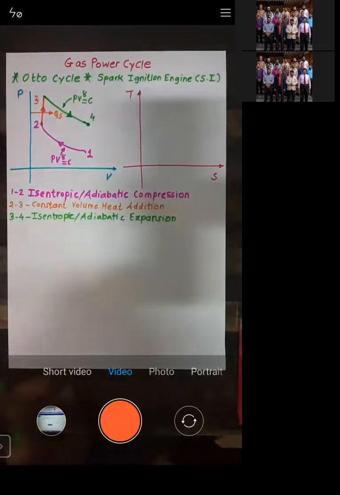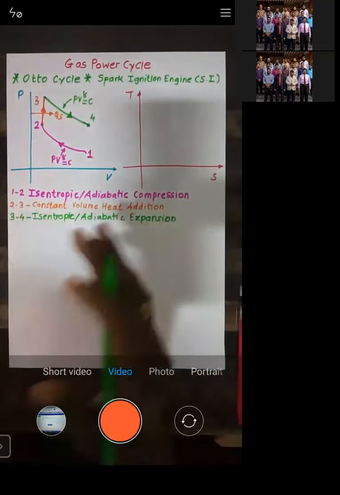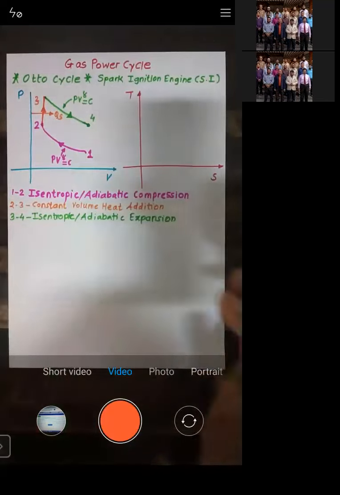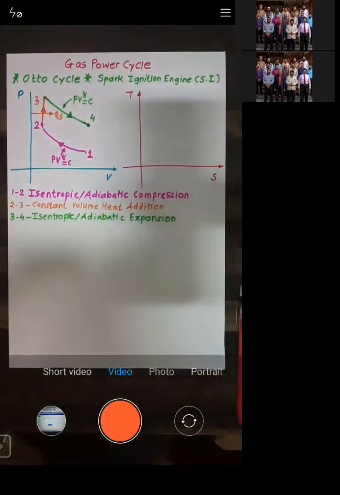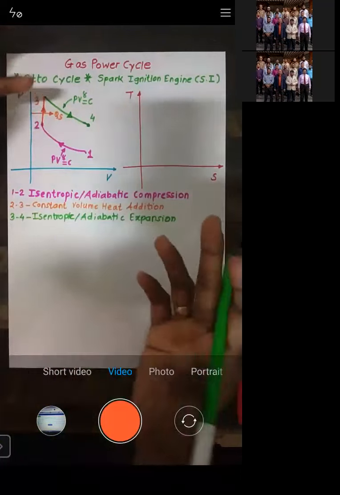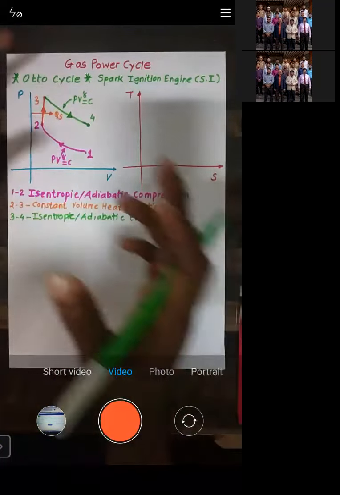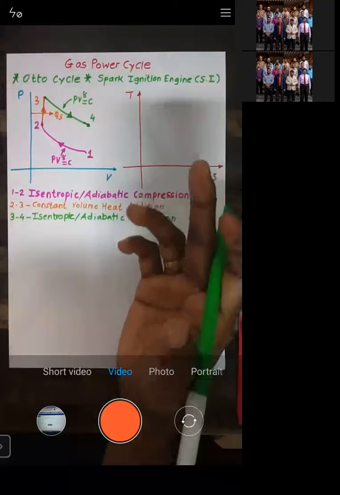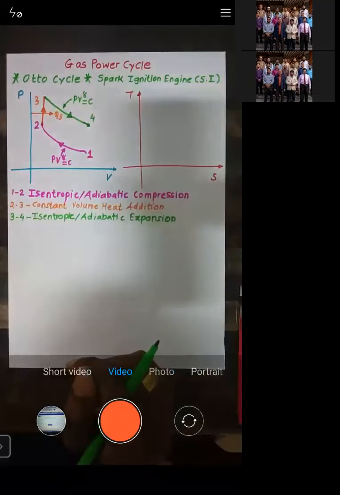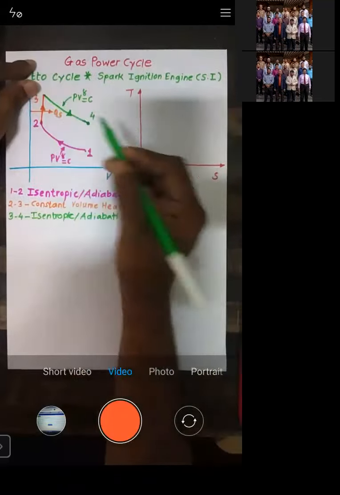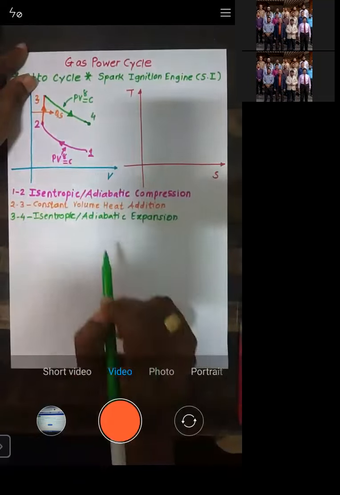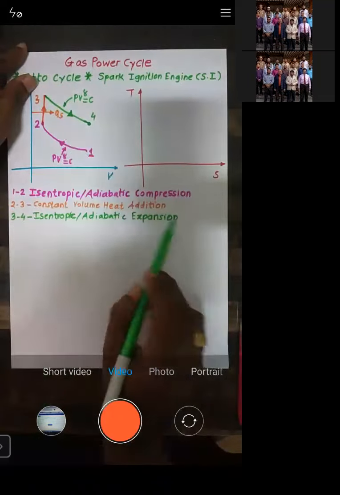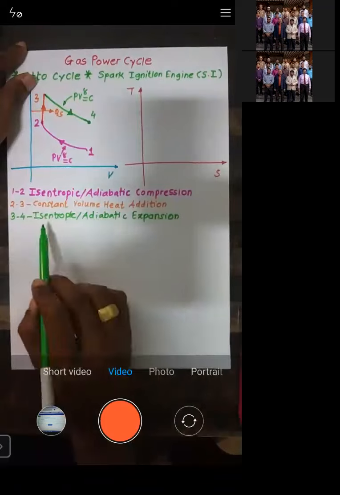But if you plot every process separately, and if you ask which is isothermal, which is adiabatic, and which is polytropic, we are not able to discriminate it. So this is the case which I need to confirm. So this 3 to 4, its expansion occurs during 3 to 4, and that expansion is either isentropic or adiabatic.